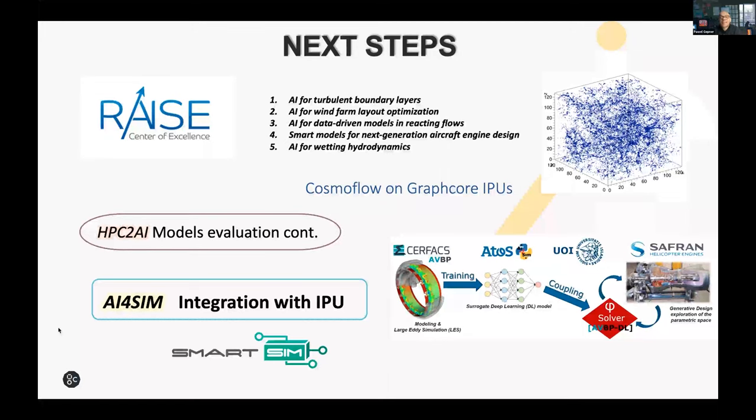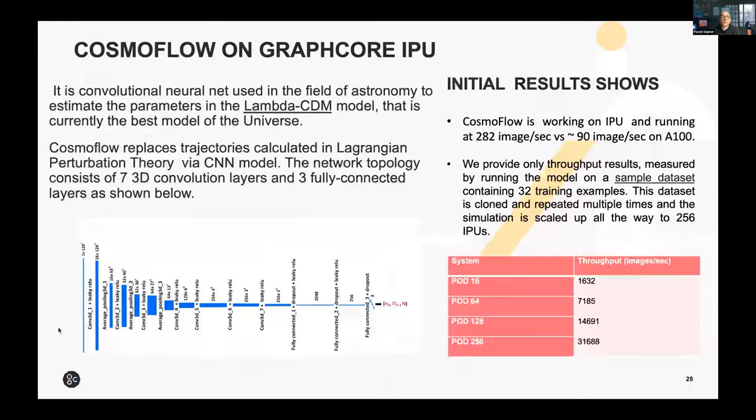And we have some very preliminary, very first results with the CosmoFlow model, where we are just trying CosmoFlow running on an IPU. And CosmoFlow is probably the most popular and the best model of the universe.